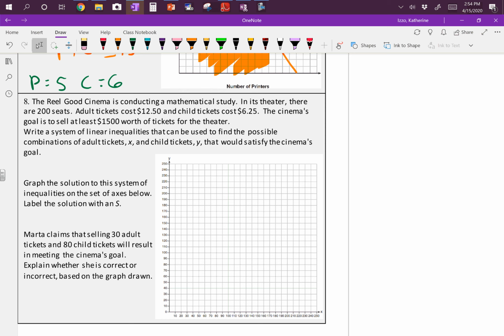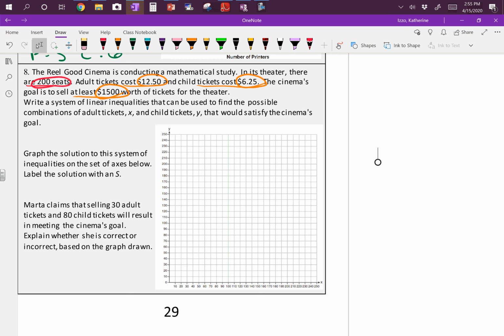All right. Real Good Cinema is conducting a mathematical study in its theater. There are 200 seats. So 200 seats. Adult tickets cost this much. Child tickets cost this much. They need at least this much. Write the system of linear inequalities to find the possible combinations of the adult tickets and child tickets. Graph the solution, mark the solution set, and then determine if selling 30 adult tickets and 80 child tickets will actually meet the goal. Remember, the goal in this case, their goal is money dollars.